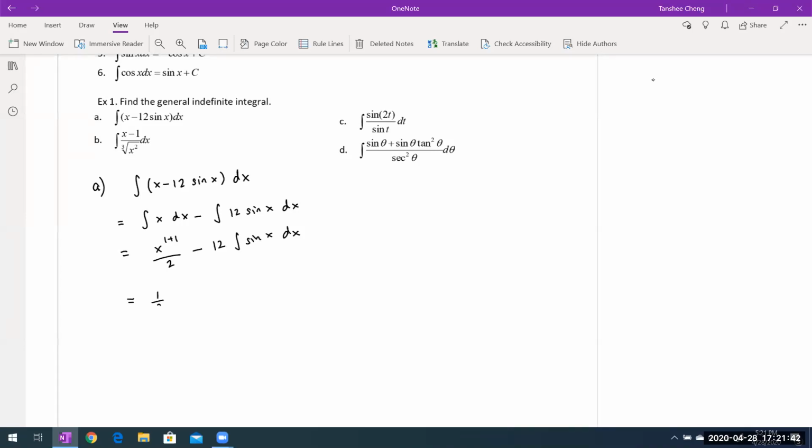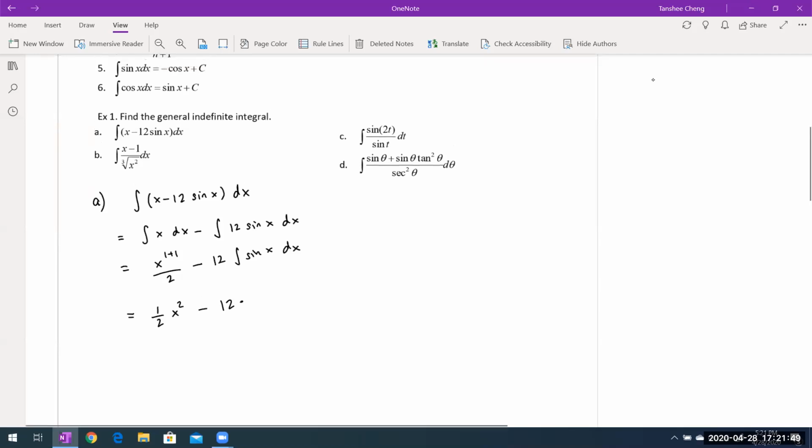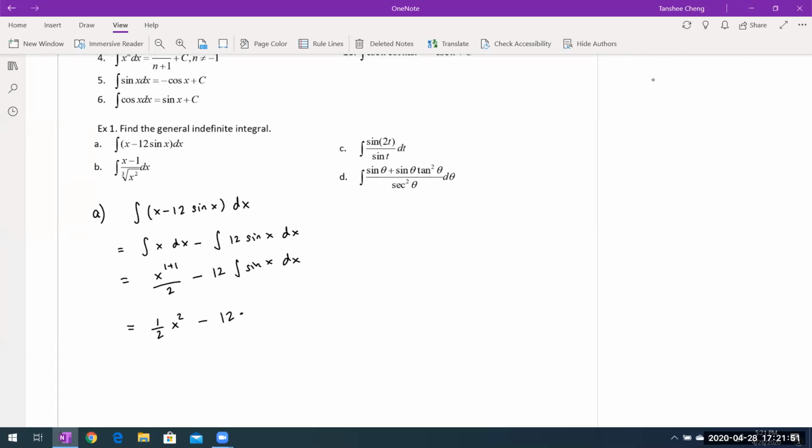So this will give me 1/2 x squared minus 12 times the antiderivative of sine. That's negative cosine, so it'll be giving me negative cosine x. And since this is an indefinite integral, we will get a family of antiderivative functions, so you need to add a constant at the end. This will become 1/2 x squared plus 12 cosine x plus a constant. Any questions before I move any further from here?